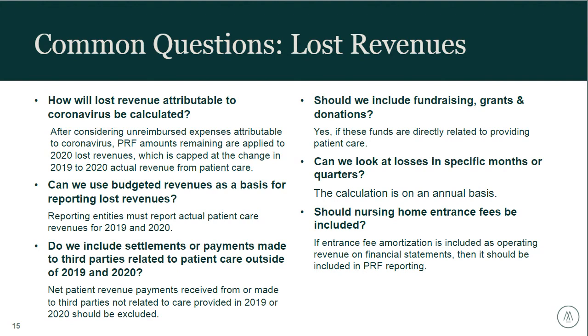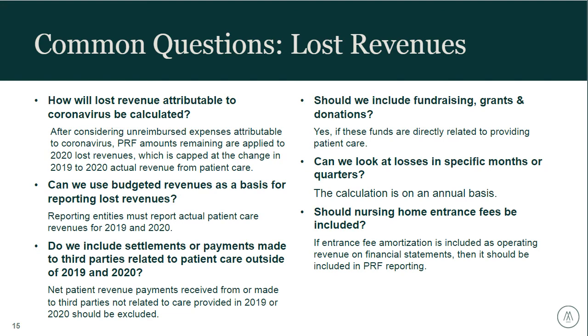And of course, we all likely remember back way in the early days, there was an HHS FAQ that had indicated we could use any reasonable method to calculate our lost revenues, and one of those examples provided was budget to actual. However, that is gone by the wayside. That is not an option anymore. So we have to go with the current guidance, which is we're just going to be reporting our 2019 and 2020 patient care revenue, and that's going to be the basis for our lost revenues.